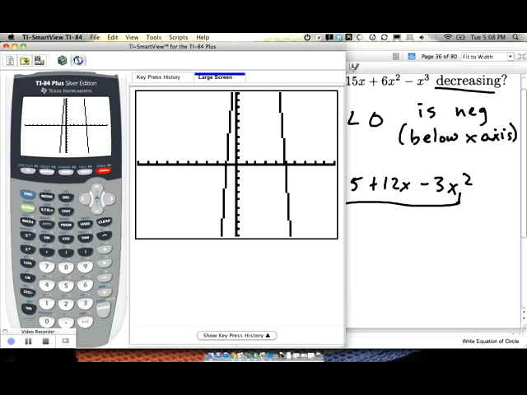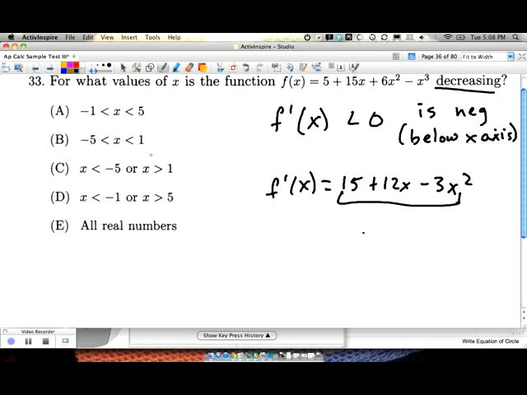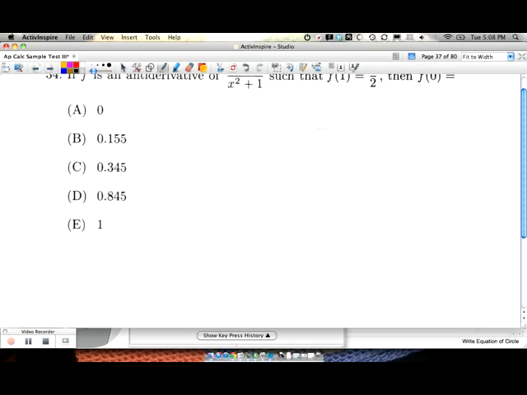Look at this graph and you tell me, when is it negative? Well, it's negative when it's below this x-axis. It's right here before negative 1 and right here after 5. This says before negative 1, and it also says after 5. D. A D.